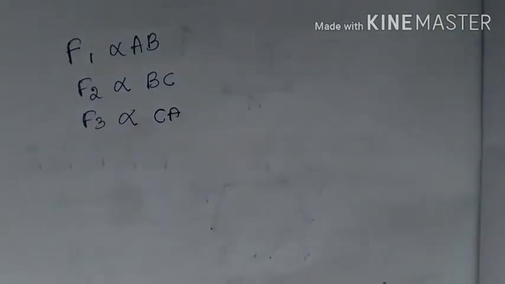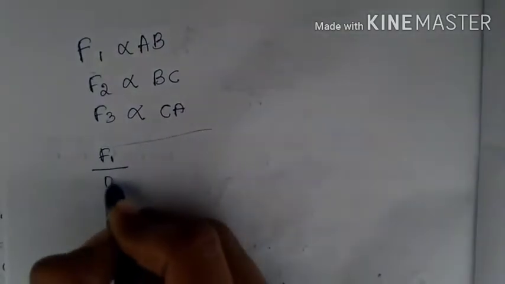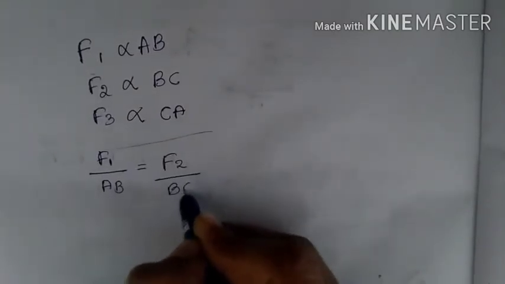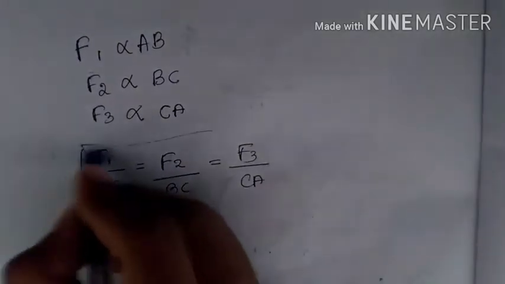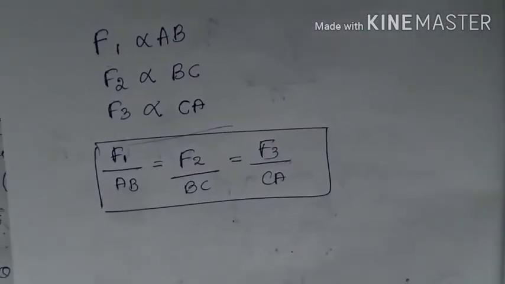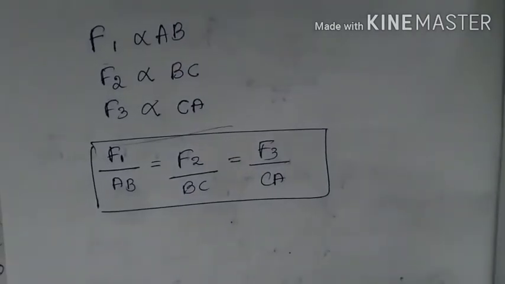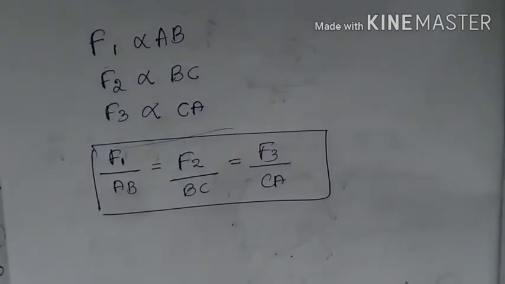And these three equations can be written as F1 by AB is equal to F2 by BC is equal to F3 by CA. This is what you can write from the above three equations. But the converse of the law of triangular forces is also true.